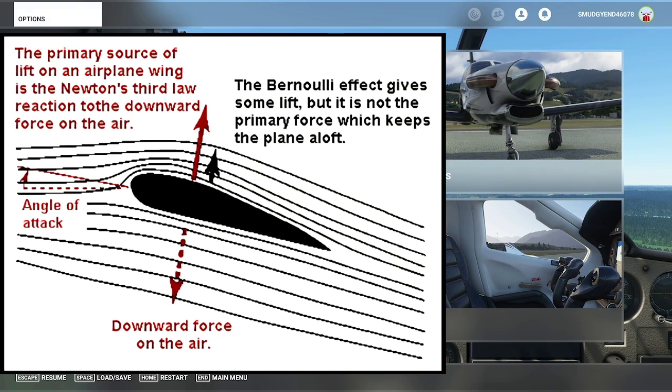And therefore, what happens is you get a low pressure at the top of the wing and a high pressure at the bottom of the wing, and this generates lift. So that's the Bernoulli effect. I believe that Bernoulli was, I don't know if it's a French scientist, but it's named after a person. So anyway, that is somewhat in controversy.